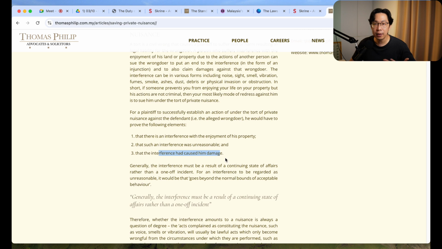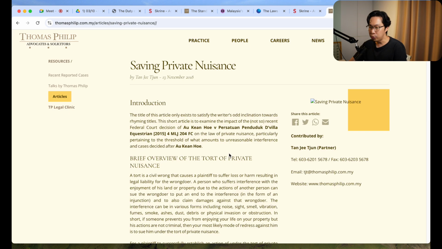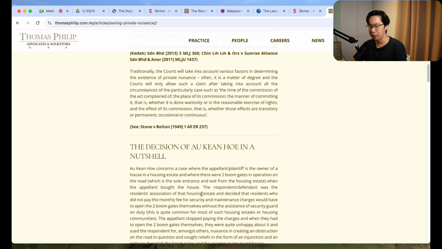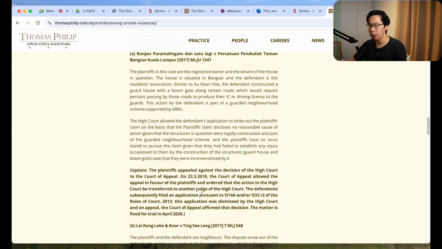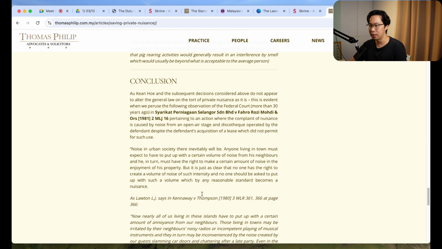So we look at the factors and the case and also the question. There are cases in this area, so I want you to read this article. And this is the case Ao Kian Ho, which I also give you as well, and I'll talk about this later on. Post Ao Kian Ho, I want you to read this article. Very good.